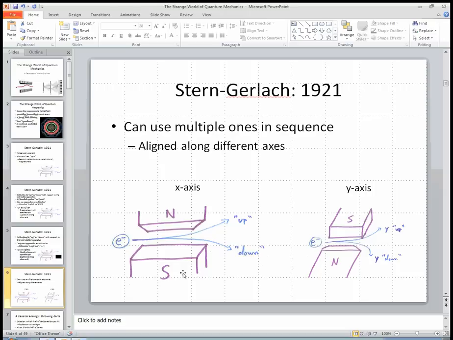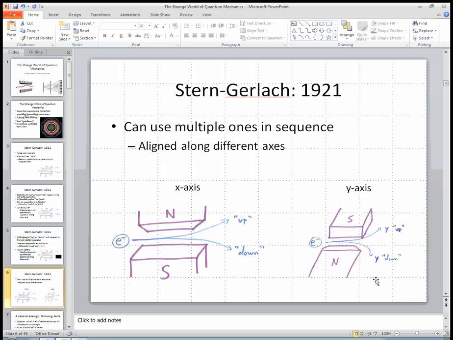Well, what if we rotated that 90 degrees? And let's call the axis pointing into the screen and coming out of the screen the y-axis. And what if we rotated the apparatus that way? Well, then we still discover that we shoot some electron beam through there. We get things either going towards that S pole or towards the N pole.